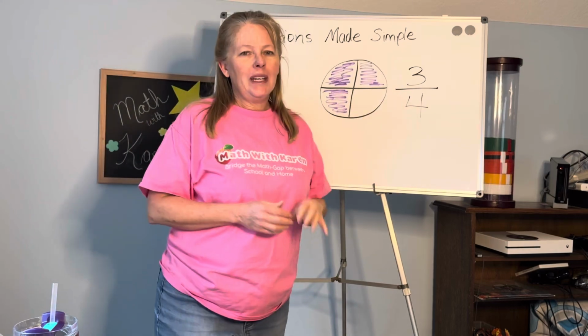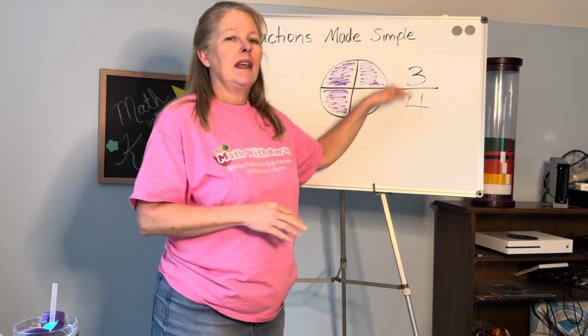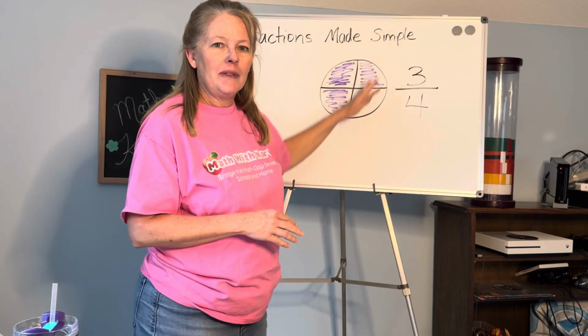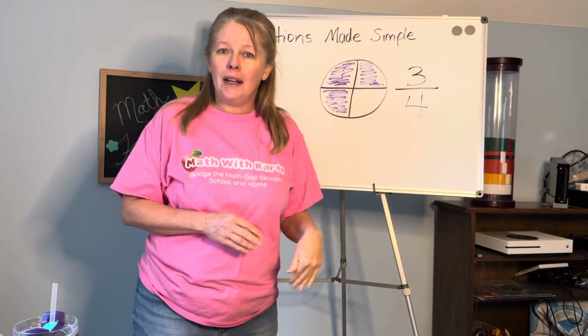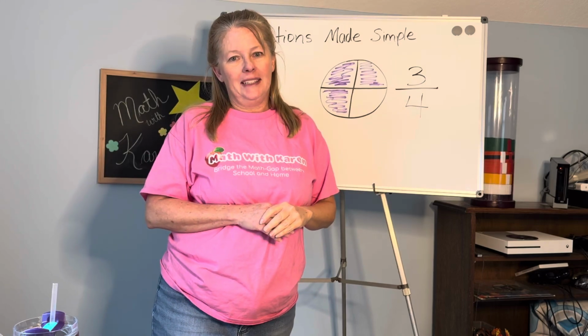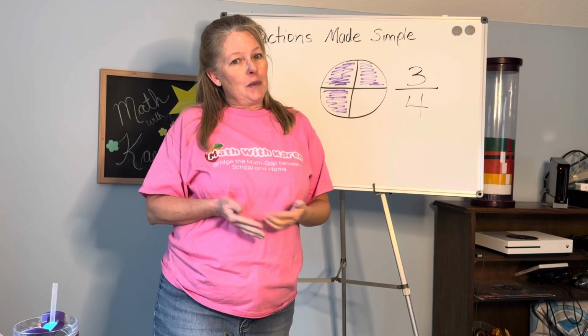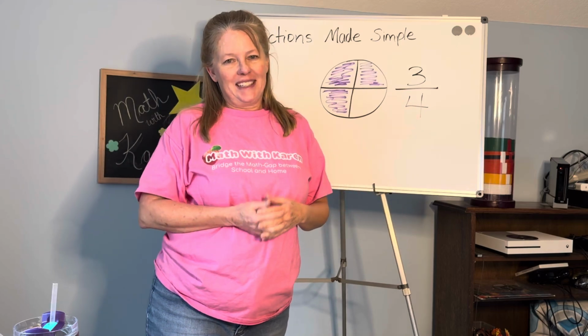So once we understand and we can explain, oh, the numerator, the top number, that's the part we're asking or talking about, and the denominator, the bottom number, is the total number of equal parts. Now, if you can explain this to anyone, then you own this skill.